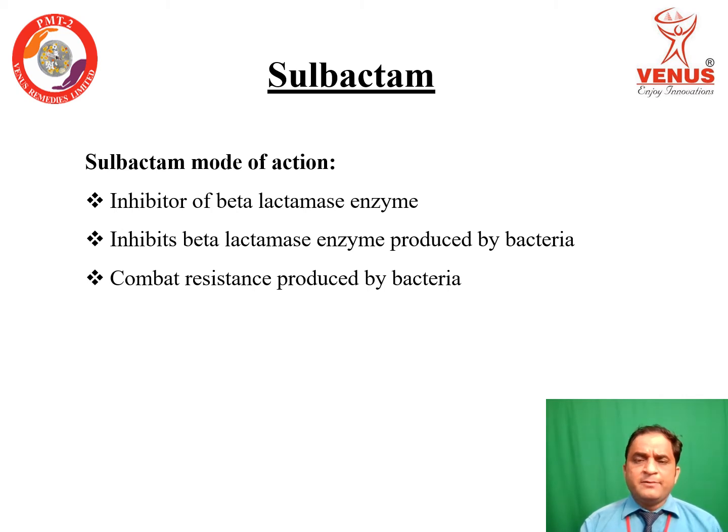Now sulbactam. So dear friend, sulbactam is an inhibitor of the beta-lactamase enzyme. Beta-lactamase enzyme is produced by bacteria. Why? To create resistance. So here sulbactam combats the resistance which is produced by the bacteria with the help of the beta-lactamase enzyme.